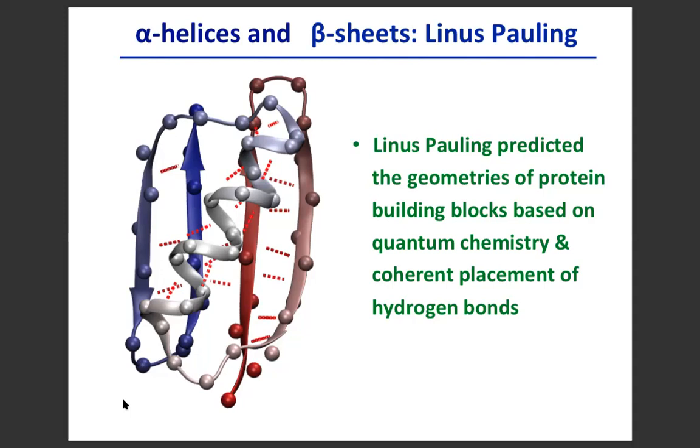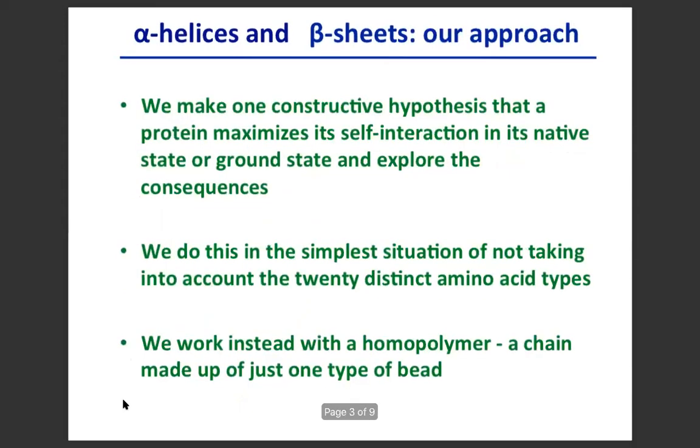Here, we revisit this problem and present a physical and mathematical derivation of the same geometries with no adjustable parameters and no chemistry input. We make one constructive hypothesis, that the protein maximizes its self-interaction in its native state or ground state, and explore the consequences. We do this in the simplest situation of not taking into account the 20 distinct amino acid types. We work instead with a homopolymer, a chain made up of just one type of bead.